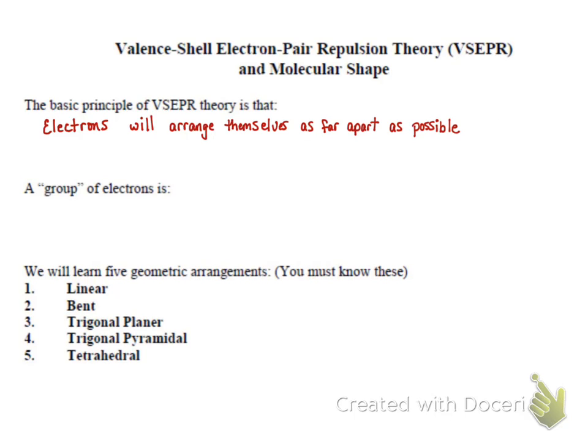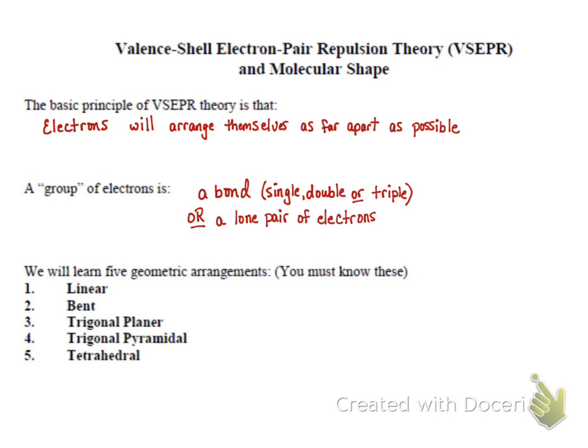be far apart. A group of electrons is either a bond, and it can be a single, a double, or a triple bond, it doesn't matter. Or a group of electrons is going to be a lone pair. So we think of a lone pair as a group separate all by itself.